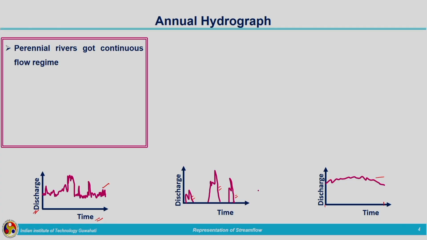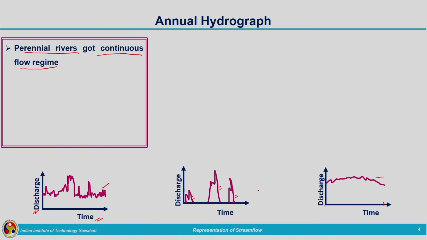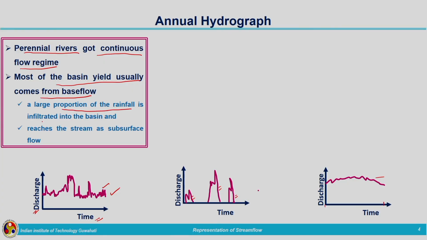So, the first one corresponds to the stream flow hydrograph from the perennial rivers. Perennial rivers means the rivers which are having water all throughout the year. So, it has a continuous flow regime, that is why we are having a stream flow representation like this. For the entire period, we are having the flow within the river, and most of the basin yield usually comes from base flow. In this case, most of the basin yield is coming from base flow, but the spikes are represented by the storms. A large portion of the rainfall is infiltrated into the basin and reaches the stream as a subsurface flow.